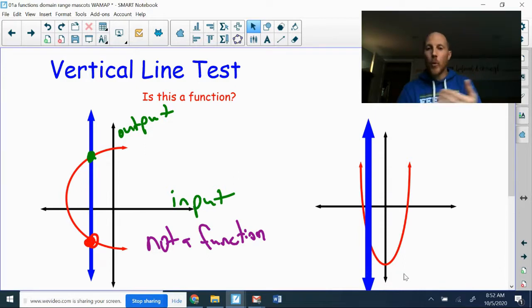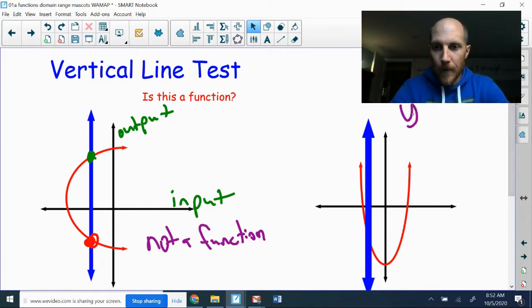Sometimes people say, well, what if instead of a vertical line, you turned it sideways? Well, yeah, then it would hit more than once, but that's not testing whether it's a function or not. That's something else. So the only thing we're ever going to use is a vertical line. It's going to go straight up and down, and you move it side to side across the graph. So this one is a function.